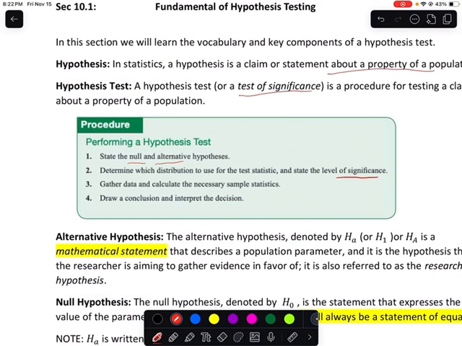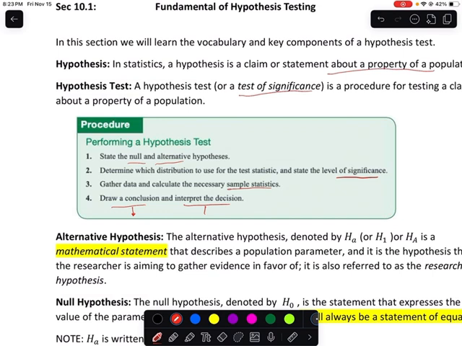Number 3 is to gather the data and calculate the necessary sample statistics. So these are the computations we will do, and then draw a conclusion and interpret the decision. Now for the conclusion, you will see there are two choices. We have to choose one of them, and interpreting the decision is also very crucial. It's very easy to interpret it in a wrong way, so make sure that you learn the correct way of interpreting your decision.